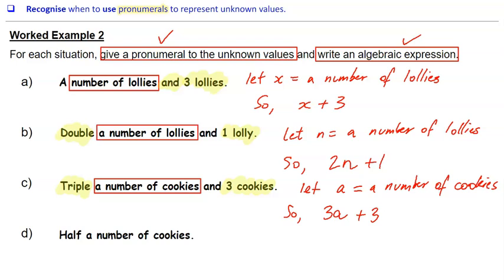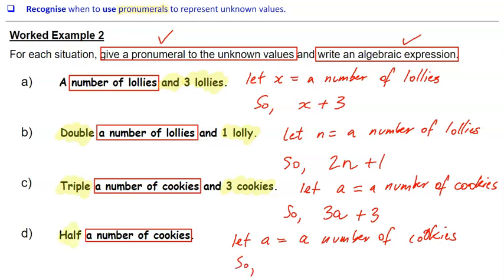Part D, half a number of cookies. Circle the value that's unknown. A number of cookies. I'm just going to use the same pronumeral from above, but you should always give the unknown a pronumeral. Let A equal a number of cookies. And go back and find the other clues. Half of. Remember, we don't use the division symbol. We don't tend to write that in algebra. Instead, we show it as a fraction. So half a number of cookies is written as A on 2.